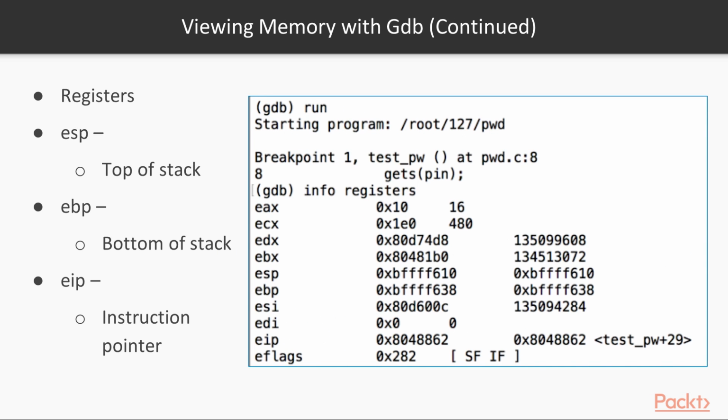So if you run, the program will proceed to the breakpoint. If you do info registers, you will see the registers in the processor, and the ones important to us are the ESP and the EBP. This is the beginning of the stack frame and the end of the stack frame, which at this point, when I ran it for making these slides, went from 610 to 638.